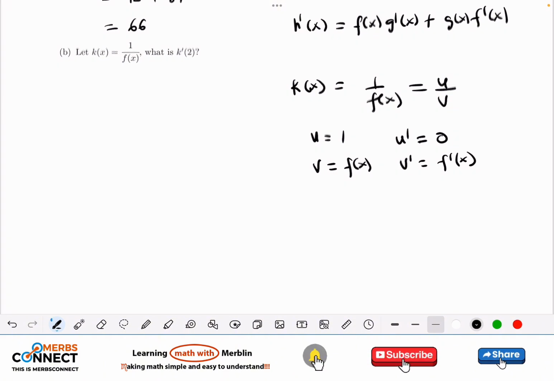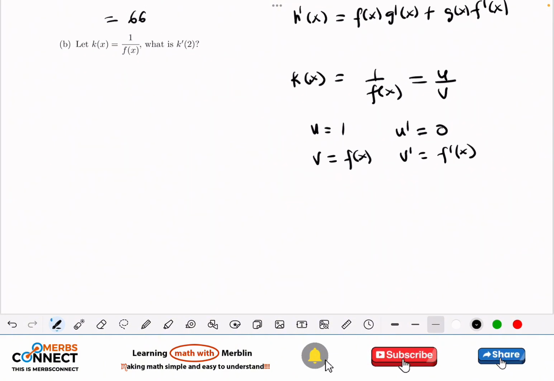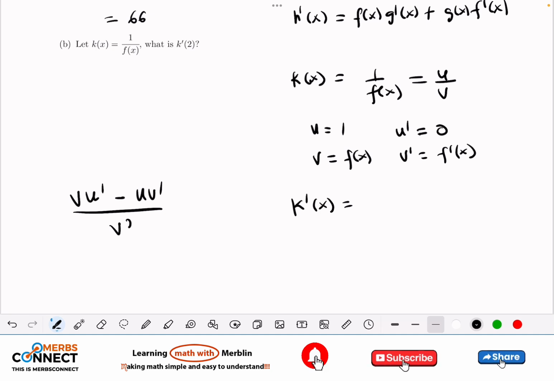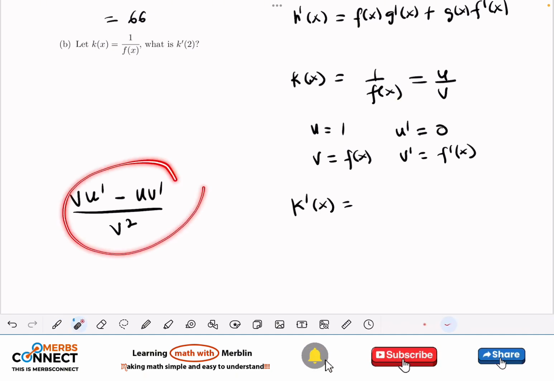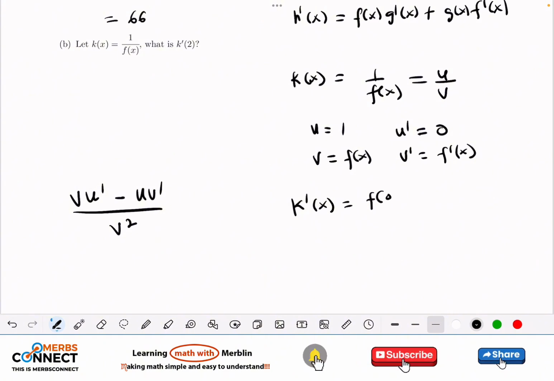So let's go through the process. How do you differentiate a function when it is in the quotient form? Maintain v, right? So the formula is v u prime minus u v prime, divided by v squared. So this is the formula right here. So what is v? v is f of x.